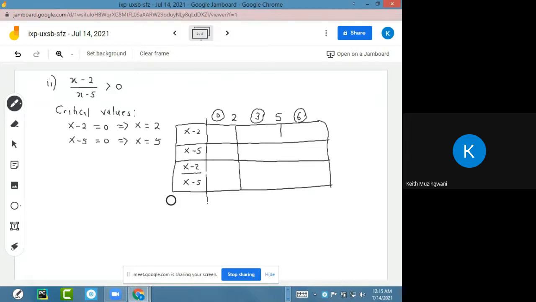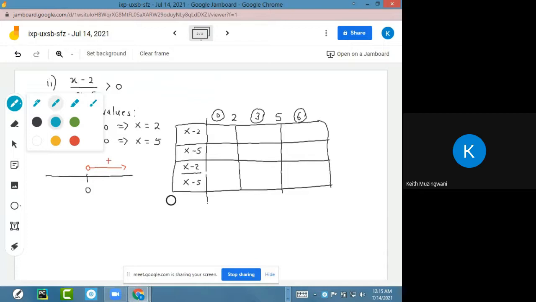And then test our numbers. The secret here is when you have greater than 0, we mean the number line is here. This is 0. Any number that comes after 0, any number that goes this side is positive. And any number that goes this side is negative. And this part is less than 0, and the other part is greater than 0.